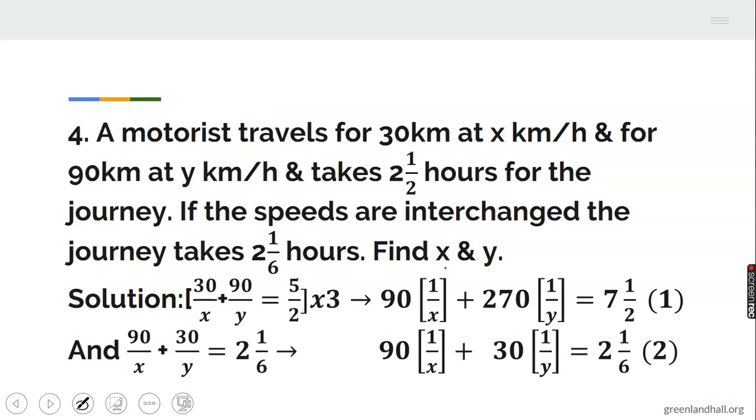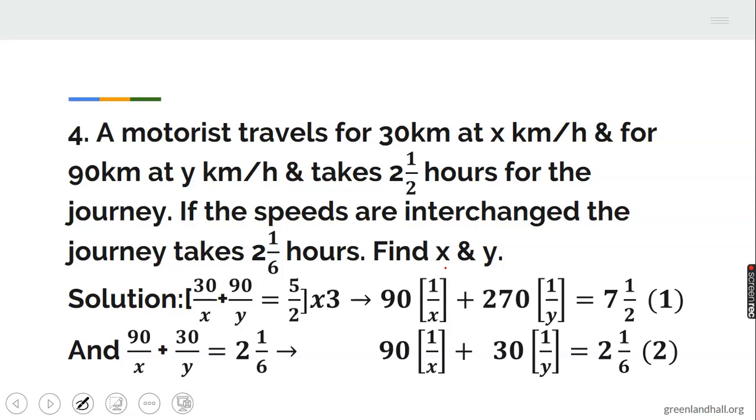Now another very good example is: a motorist travels 30 kilometers at x kilometers per hour and 90 kilometers at y kilometers per hour and takes 2.5 hours for the journey. If the speeds are interchanged, then the journey takes 2 1/6 hours. Find x and y.